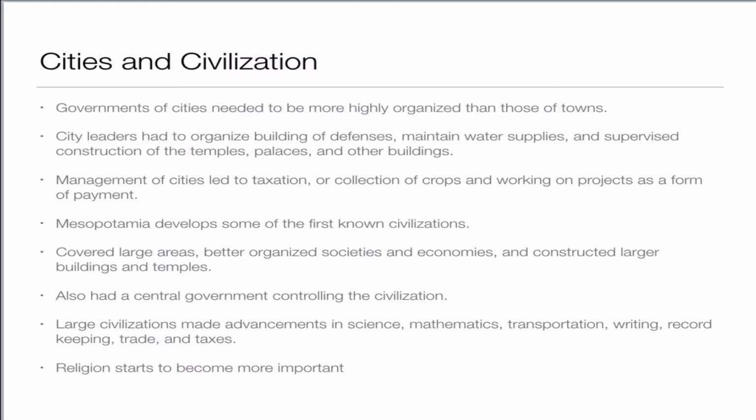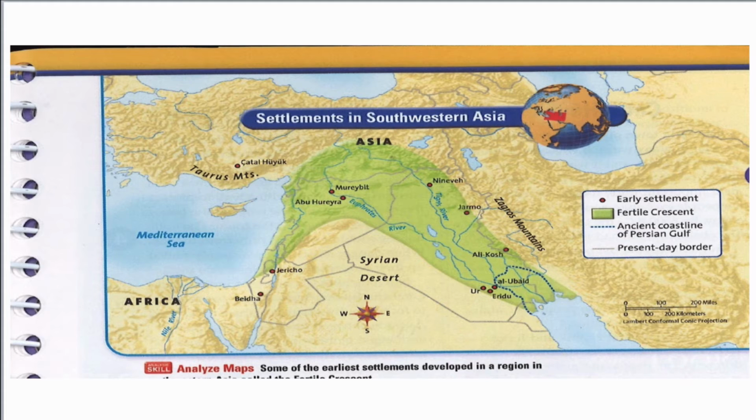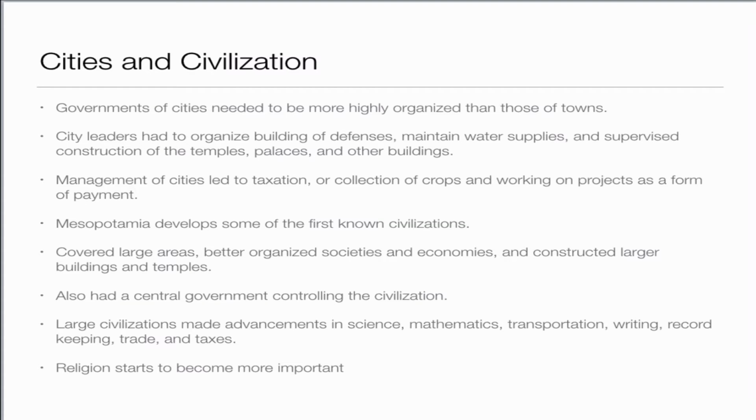So this is kind of where Mesopotamia develops. Again, that's that area known as the Fertile Crescent, okay, that we saw earlier in that slide. Okay? So again, this is Mesopotamia and the Fertile Crescent. And large areas, so these cities covered large areas, civilizations, and cities. And the economies were better run, and they constructed larger buildings and temples. So again, have to serve a larger population, so they're going to need bigger things. They also had central government for controlling the civilization.